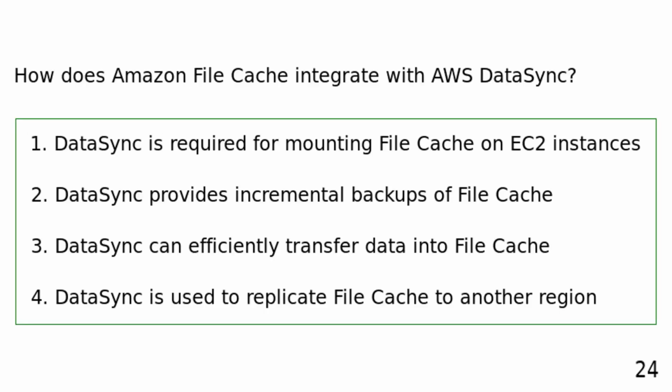How does Amazon File Cache integrate with AWS DataSync? DataSync is required for mounting file cache on EC2 instances. DataSync provides incremental backups of file cache. DataSync can efficiently transfer data into file cache. DataSync is used to replicate file cache to another region.